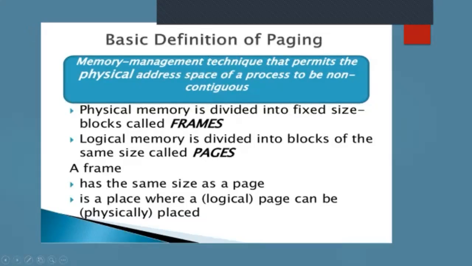Now, this is the basic definition of paging. It is a memory management technique that permits the physical address space of a process to be non-contiguous. Physical memory is divided into fixed size blocks called frames. Logical memory is divided into blocks of the same size called pages. A frame has the same size as a page. A frame is a place where a page can be physically placed.